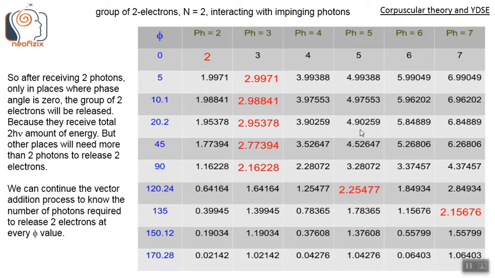That is, this is a group of two electrons which are interacting with the impinging photons. These are the phi angles. For example, at phi equals 0, the series of photons that the electron group is receiving are all parallel. It's like 0, 0, 0, 0. All parallel photons are coming towards the electron, so all of them are just absorbed straight up. If 2 photons come, 2 h nu energy is absorbed. If 3 photons come, 3 h nu is absorbed. If 4 photons come, 4 h nu is absorbed. So at phi equals 0, whatever the number of photons received at this place will be absorbed, because all of them are parallel to the n electron group.